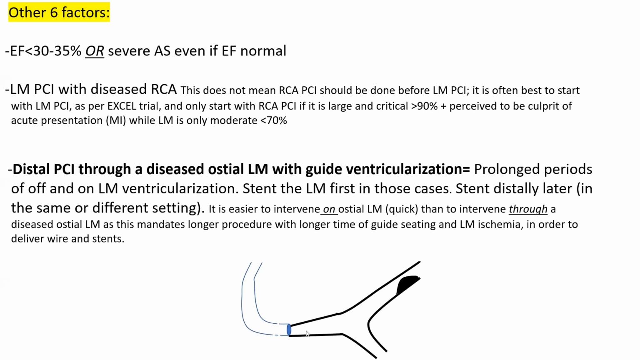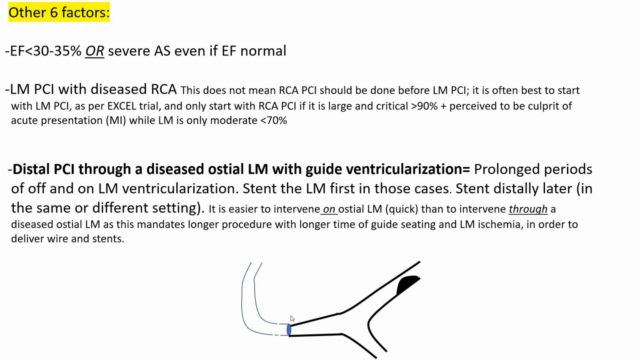It's much harder to intervene through a diseased ostial left main on more distal disease, because in that case you need longer catheter seating in that left main, and you need that guide to be engaged in order to deliver wires and stent, which at times in a calcified patient can be difficult. So you end up seating that guide in the left main for potentially prolonged periods of time, and that can cause prolonged guide ventricularization and prolonged ischemia.